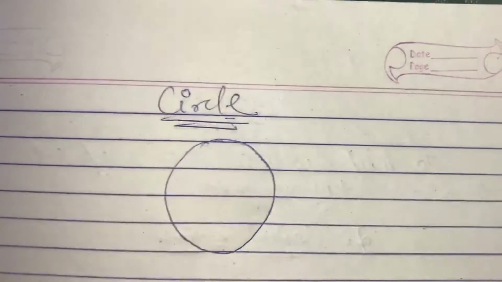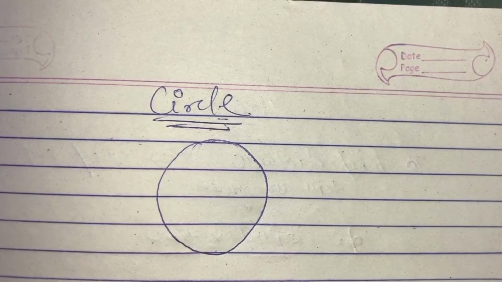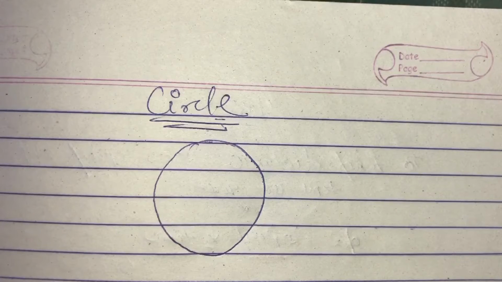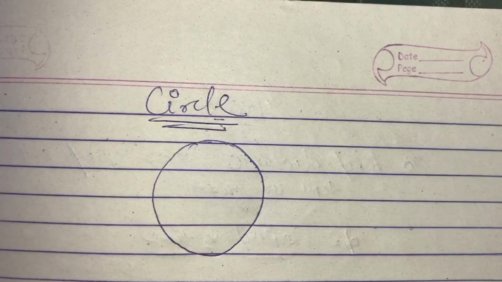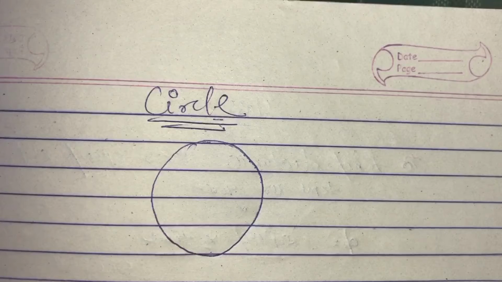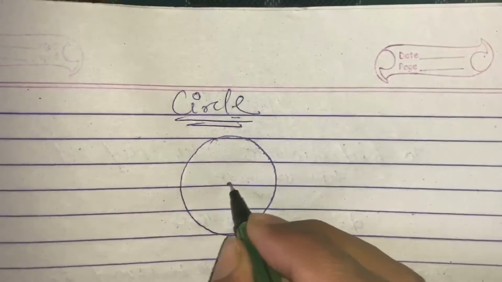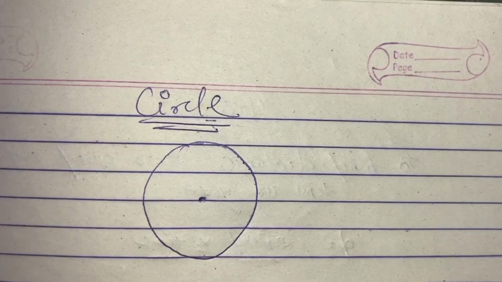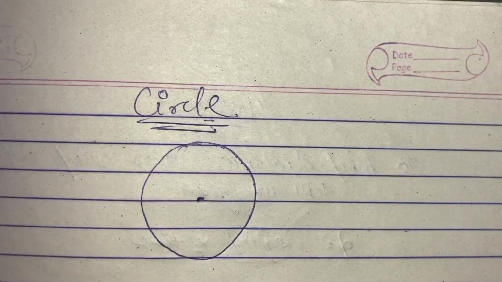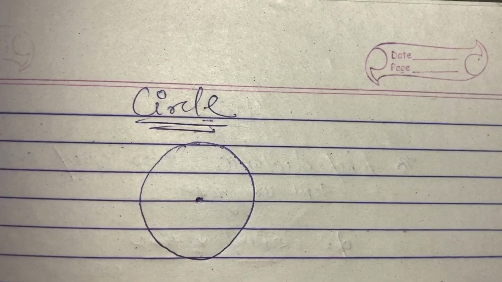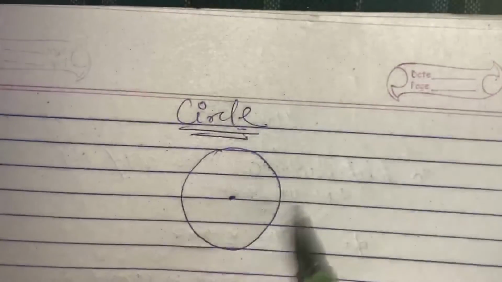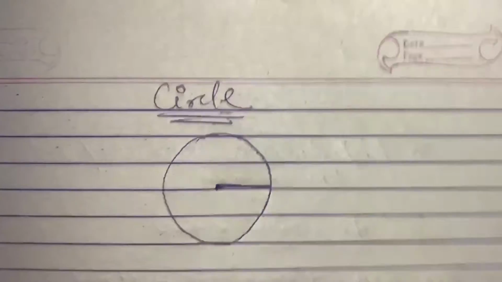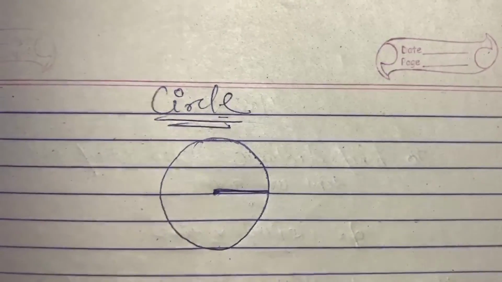A circle is the set of all those points in a plane whose distance from a fixed point remains constant. The fixed point is called the center of the circle. This is the fixed point, known as the center of the circle, and the constant distance is known as the radius. Suppose this is the radius. The half line is known as the radius.